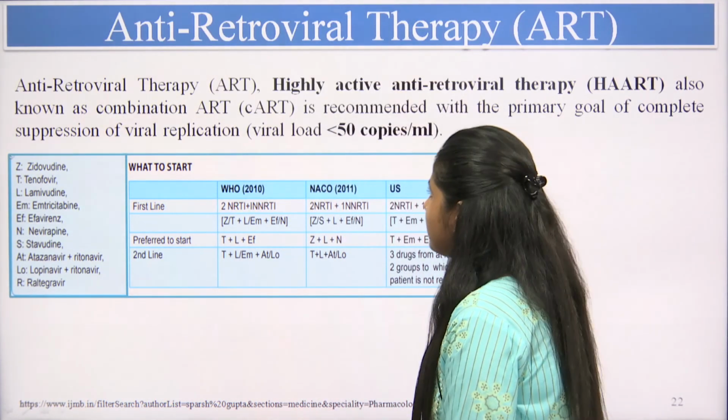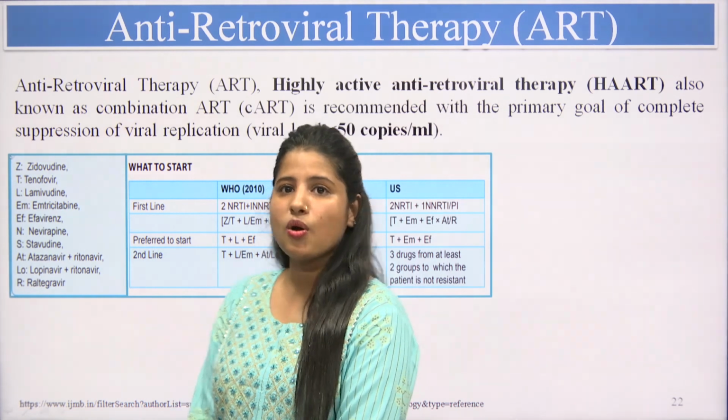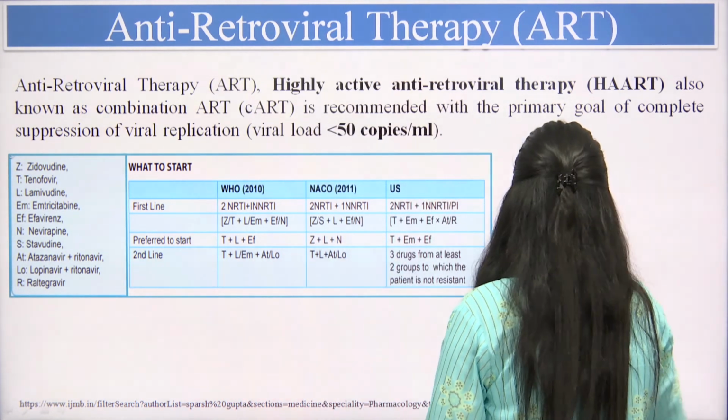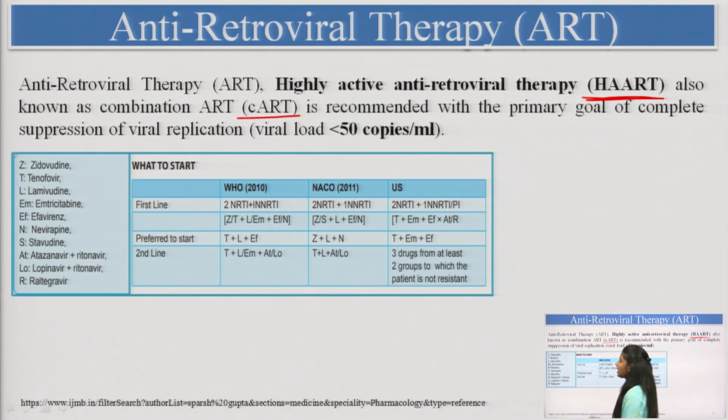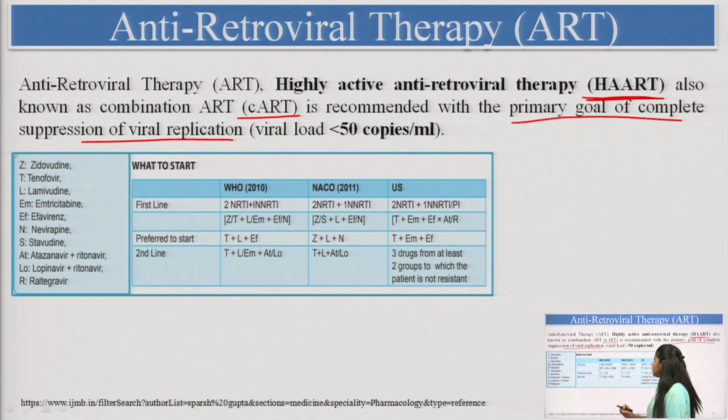So, antiretroviral therapy, ART, is also known as highly active antiretroviral therapy, HAART, and also known as CART, combination antiretroviral therapy, which is used for the treatment of HIV infection. The primary goal is complete suppression of viral replication. Our main goal is a viral load of less than 50 copies per ml of sample. Why is combination therapy preferred? Because there are chances of resistance if we give a drug alone.